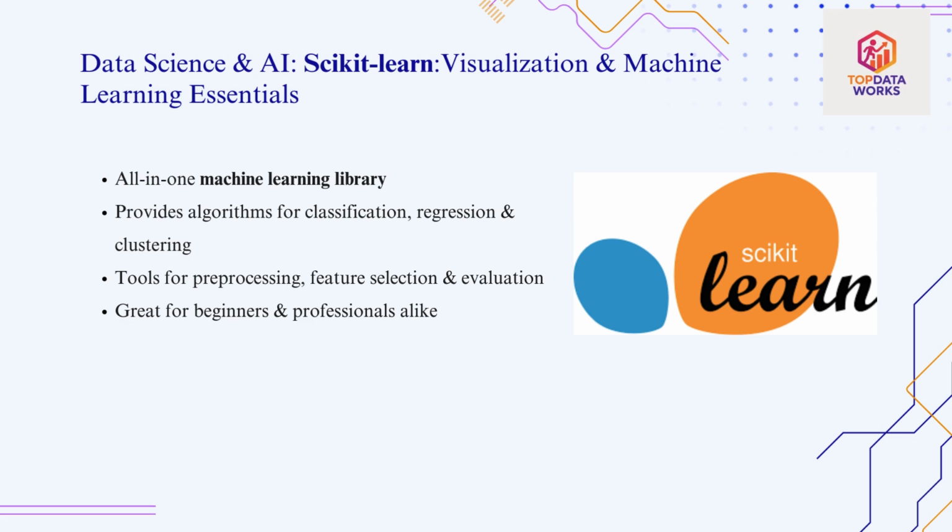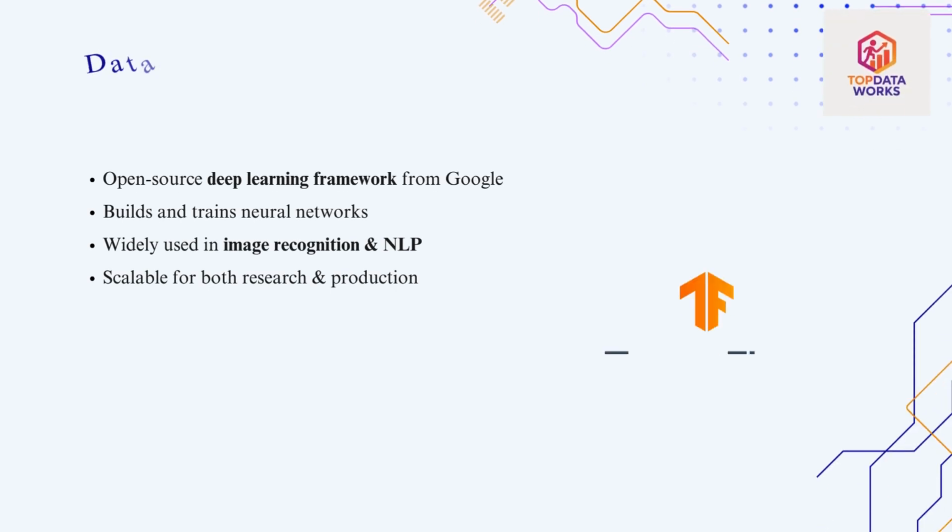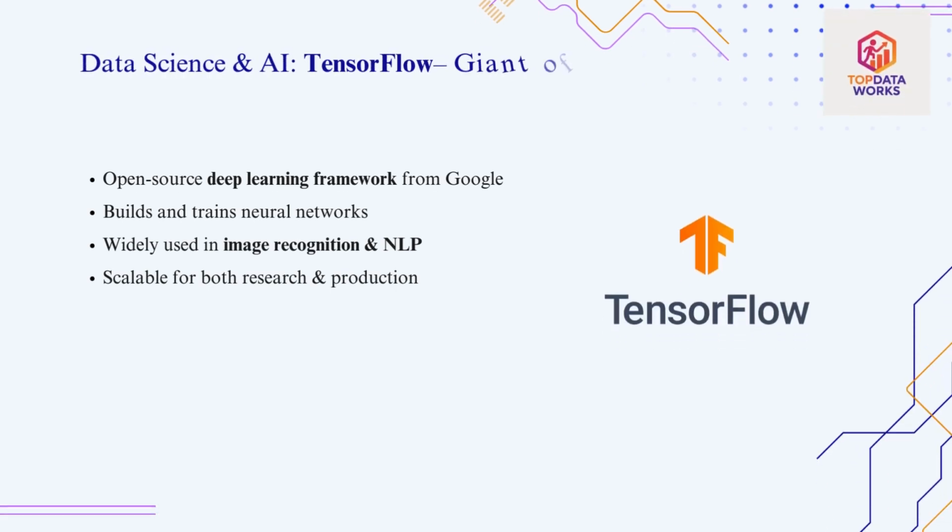So moving on to TensorFlow. TensorFlow is developed by Google. This is one of the most powerful deep learning frameworks. Unlike Scikit-learn, which is good for traditional machine learning, TensorFlow is used for building neural networks. These are models that power image recognition, speech to text, text to speech, self-driving cars, and even recommendation systems like Netflix or YouTube.